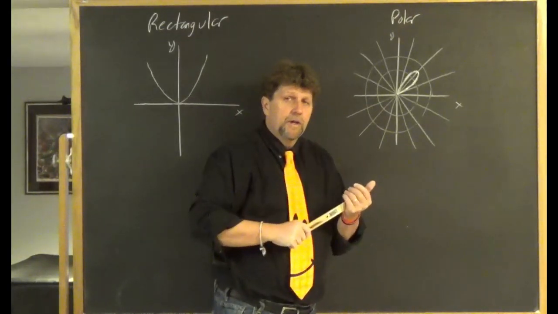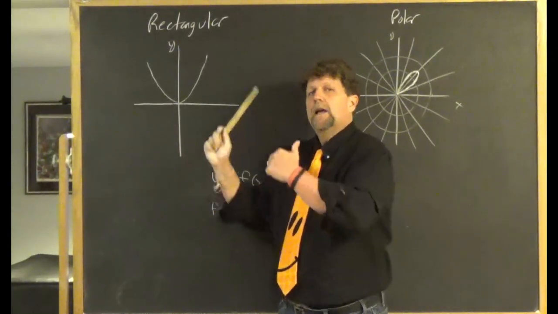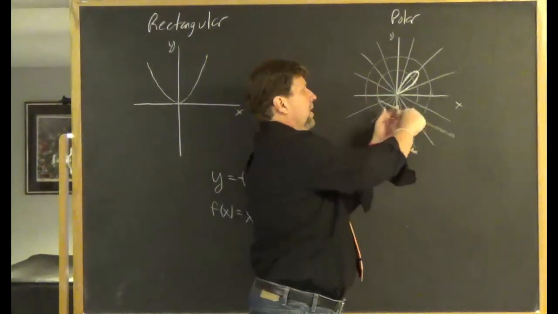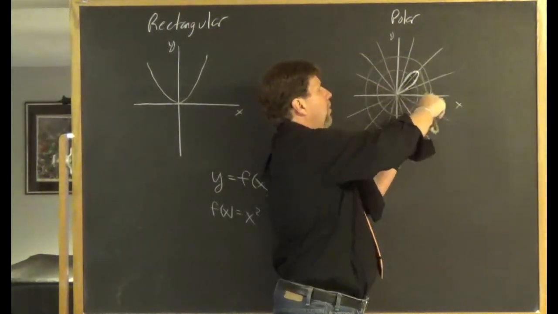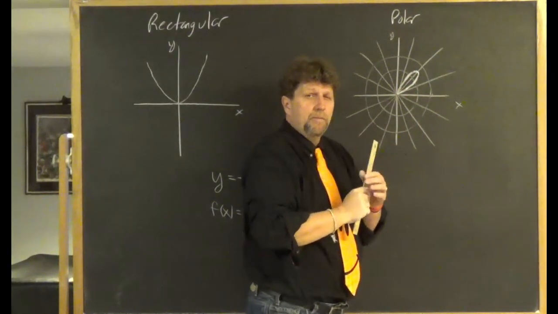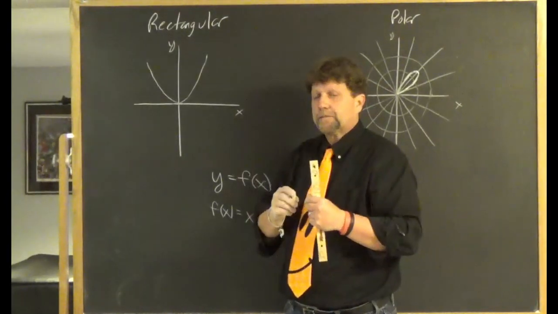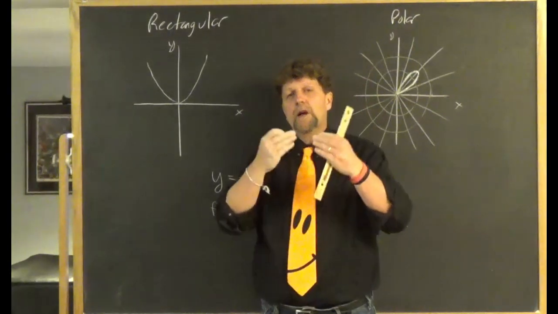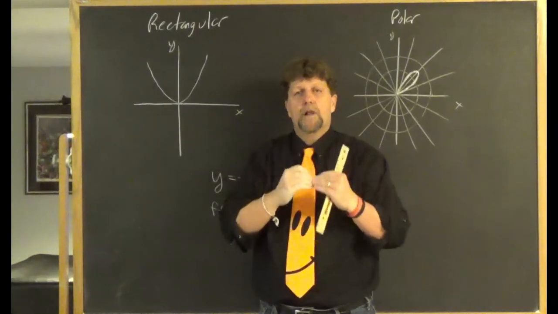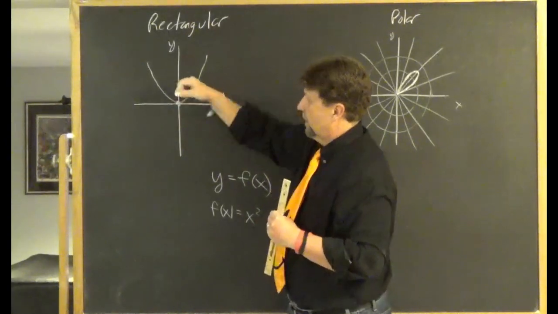Really, really important. Rectangular: left, right, and you're moving up or down. Polar: around and around, away from the pole or in towards the pole. Let me foreshadow something real quick. In the rectangular world, you found these things called a relative max or a relative min. Relative max was the high point, relative min was the low point. So like right here, that was a relative min.